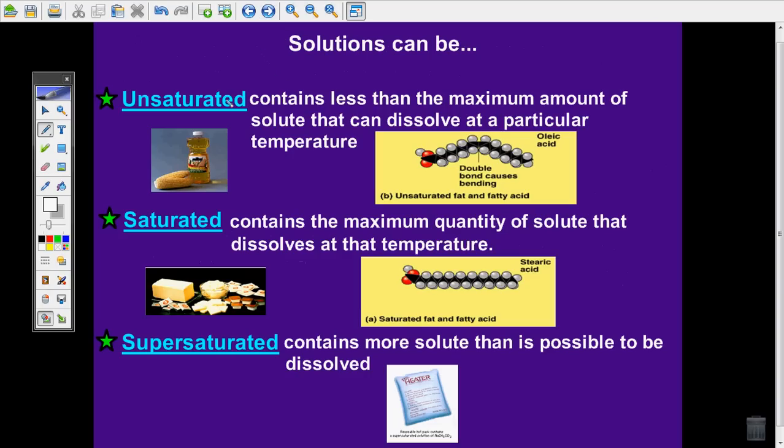Solutions can be unsaturated, saturated, or supersaturated. If you have an unsaturated solution, that means you have less than the maximum amount of solute that can dissolve at a particular temperature, meaning that you could add more and it will still dissolve if you want to. Saturated contains a maximum quantity of solute that dissolves at that temperature. So it's like at equilibrium. It's at the perfect amount. Supersaturated contains more solute than is possible to be dissolved. So you have to force supersaturated solutions. You'd have to heat up your solution to make these. They're very unstable.